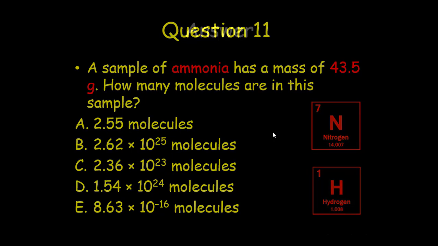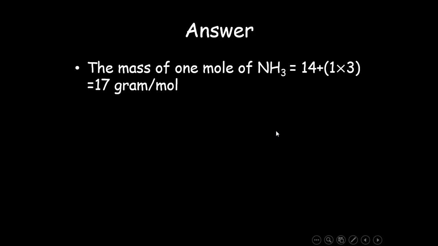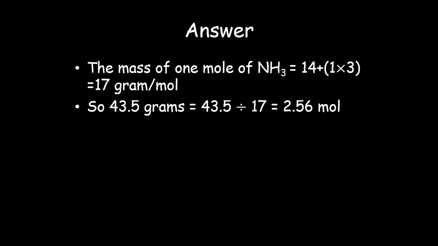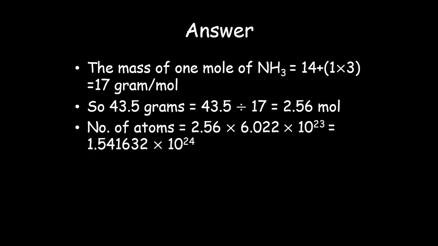So try to solve the equation and find how many molecules are in this sample. Okay, here is the answer. The mass of 1 mole of NH3 equals 14 plus 1 times 3, equals 17 grams per mole. So 43.5 grams is 43.5 divided by 17, which equals 2.56 moles. That's the number of moles of ammonia in the sample. So the number of molecules equals 2.56 times 6.022 times 10 power 23, which equals 1.541632 times 10 power 24, which is the answer D.